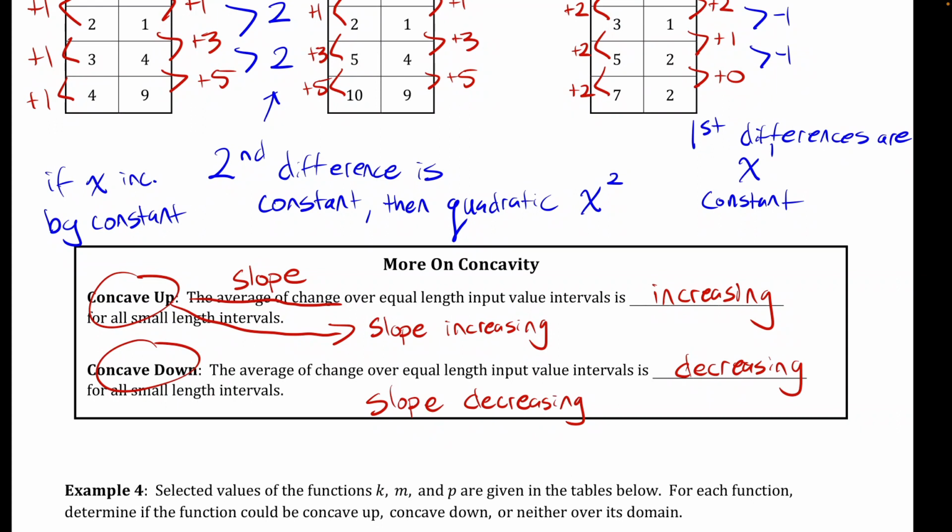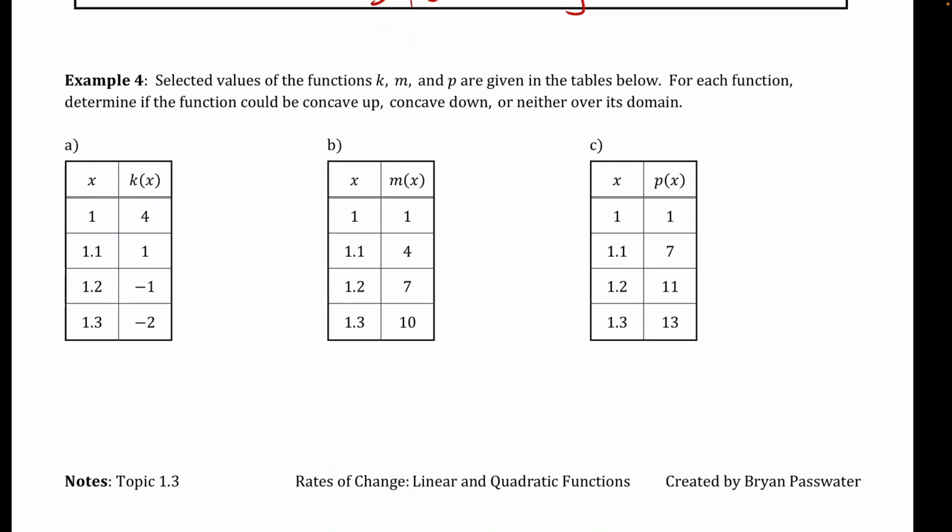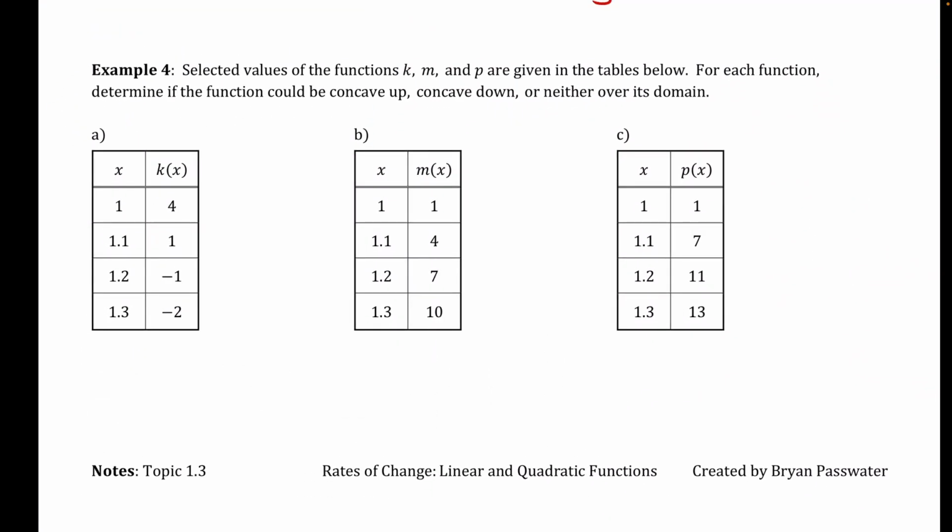Yeah, and I think that is a typo there. It should be average rate of change. All right. Now let's look at example 4, and then we can be done with the notes and done for the day. I'm just going to say blah, blah, blah. For each function, determine if the function should be concave up, concave down, or neither.